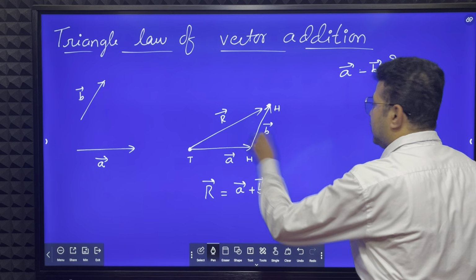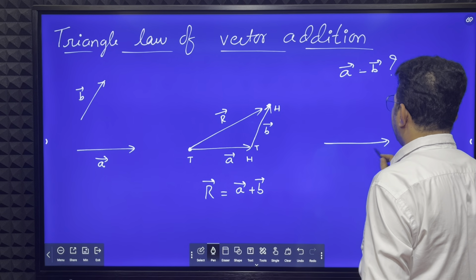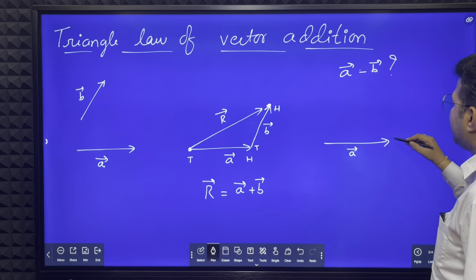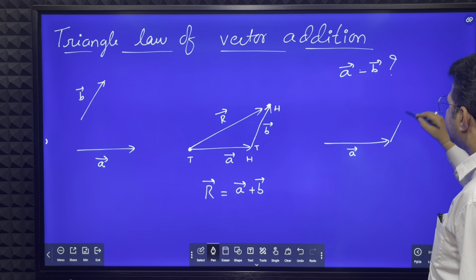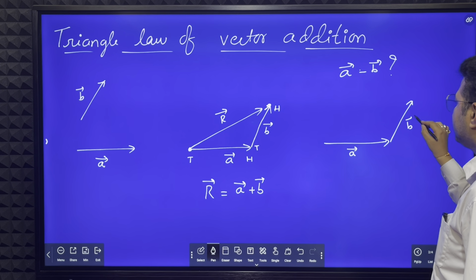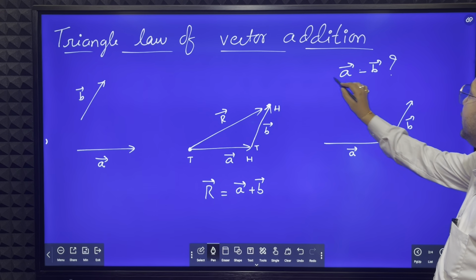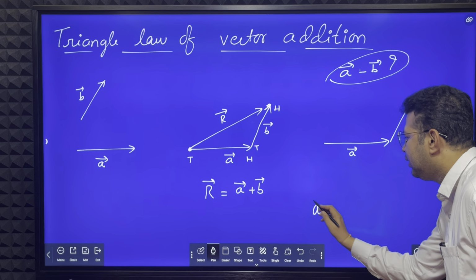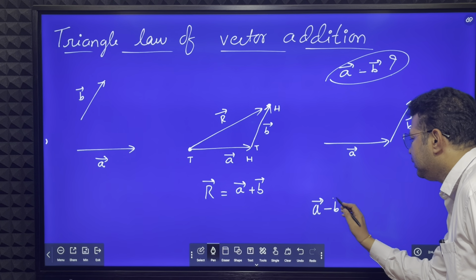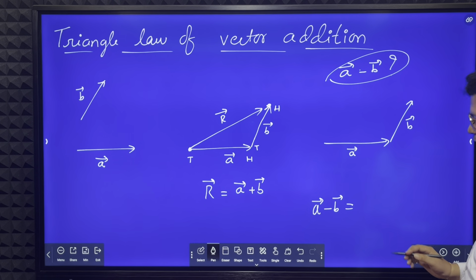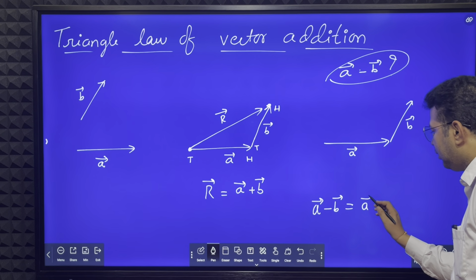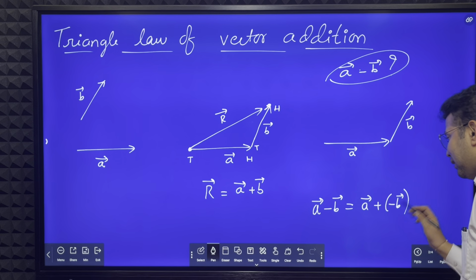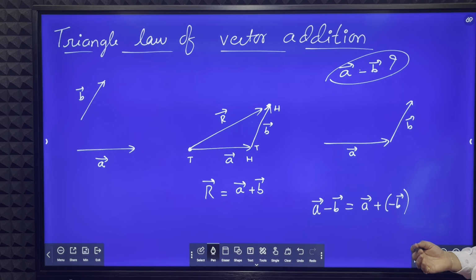What you have to do? Write this vector A here. This is the vector A. Where is vector B? Vector B is this. How to find A minus B? A minus B is equal to A plus minus B. Means if you add vector A and vector minus B, then you get A minus B.